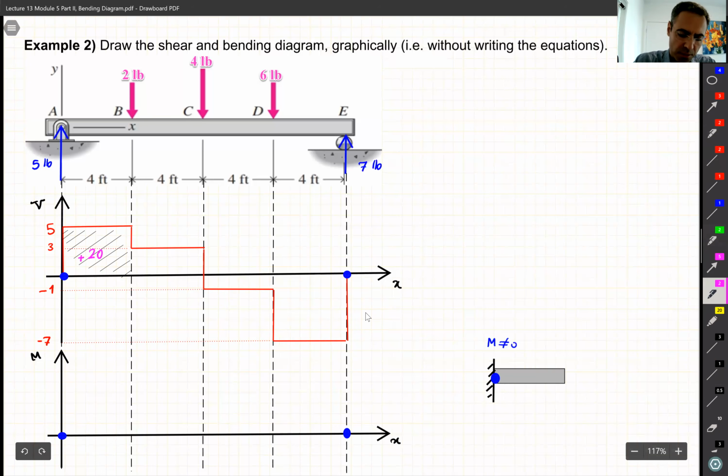Plus 20. So if it is plus 20, then let's say this is 20, somewhere around here, okay? And then the next area, so this one, if we calculate it, it's going to give us 3 multiplied by 4, plus 12.